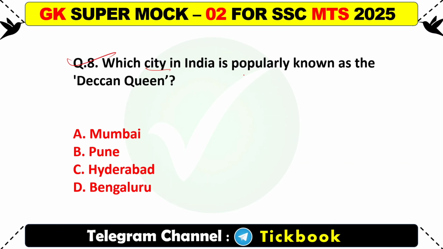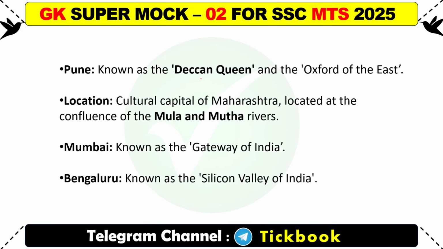8. Which city in India is popularly known as the Deccan Queen? Option number B, Pune. Known as the Deccan Queen and the Oxford of the East. Location, cultural capital of Maharashtra, located at the confluence of the Mula and Mutha rivers. Mumbai, known as the Gateway of India. Bengaluru, known as the Silicon Valley of India.